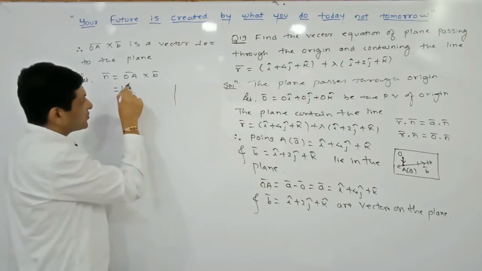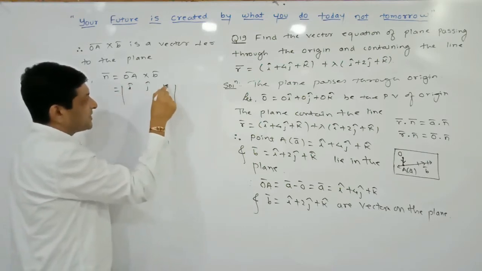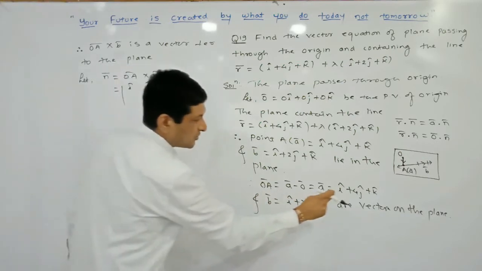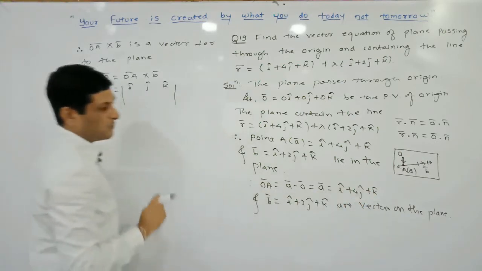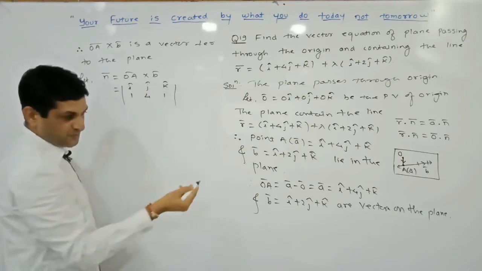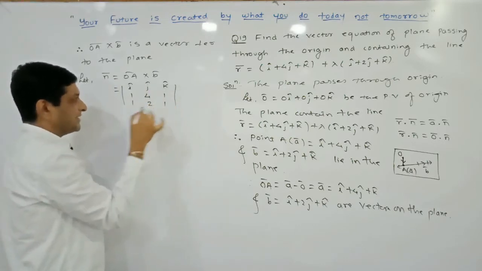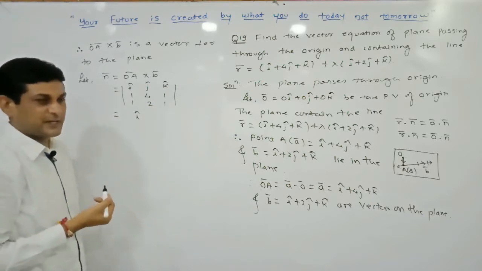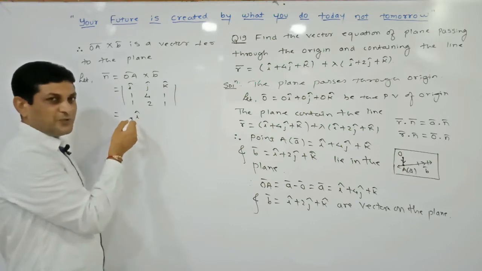So in the first row write i cap, j cap, k cap. In the second row write the coefficients of i cap, j cap, k cap from OA bar, that is 1, 4, 1. Lastly the coefficients from B bar are 1, 2, 1. Let us find the value of this cross product. First we find the coefficient of i cap.